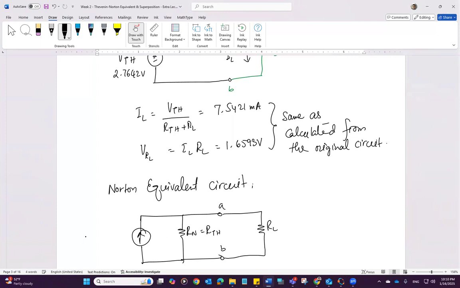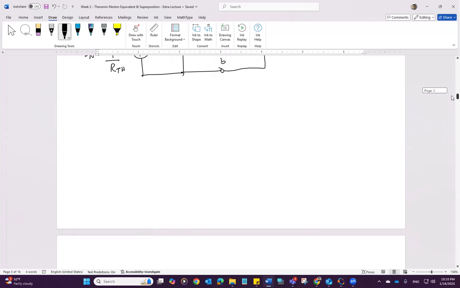And the Norton source, IN, will be equal to V Thevenin over R Thevenin. So that is going to give you the Norton equivalent circuit. All right. The next item I want to do, solve another problem.